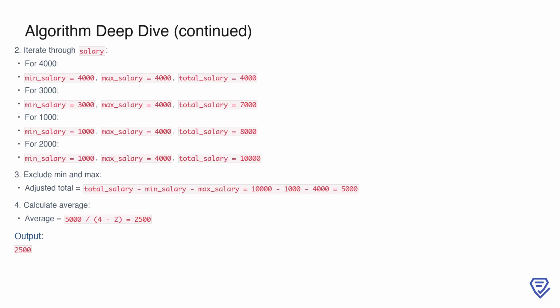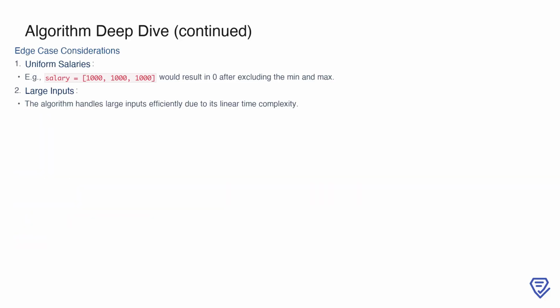After the loop, we exclude the minimum and maximum values by subtracting 1,000 and 4,000 from the total, leaving us with 5,000. Dividing this by 4 minus 2 gives 2,500 as the average. The output is 2,500. Lastly, we consider edge cases. If all salaries are the same, such as salary equals 1,000, 1,000, 1,000, the algorithm would exclude the minimum and maximum, resulting in a sum of 0 and hence an average of 0.